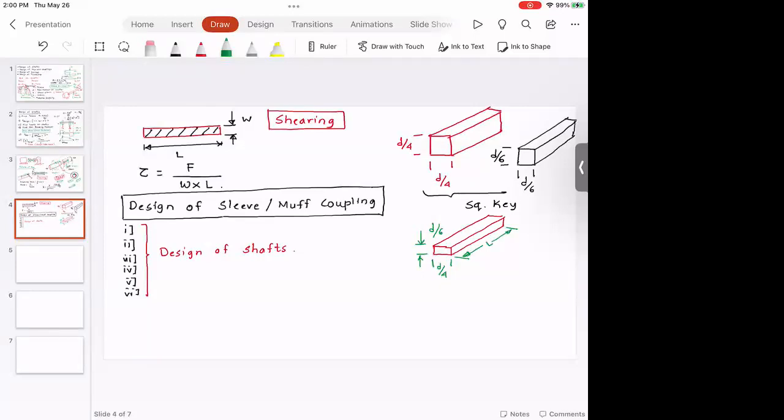Are you with me so far? Now, just to remind ourselves, I want to write down these two equations for the key side by side. F divided by 1/2 H L is equal to sigma C, and tau is equal to F divided by L multiplied by W.